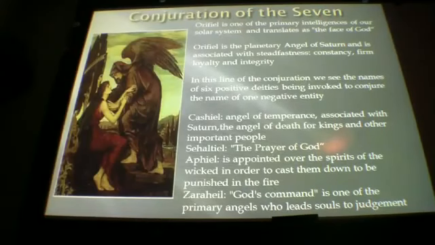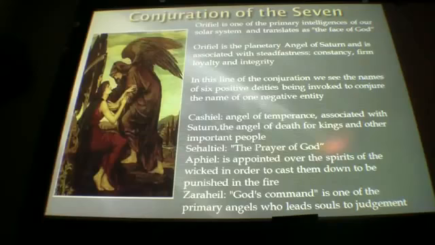In this line of the Conjuration, we see the names of 6 positive deities being invoked to conjure the name of 1 negative entity. So right off the bat, we know this is a big one. So we've got all these positive forces for 1 negative force. Kashiel is the angel of temperance associated with Saturn, the angel of death for kings and other important people. So it's related to Saturn that way. Sahaltiel literally translates as the prayer of God.